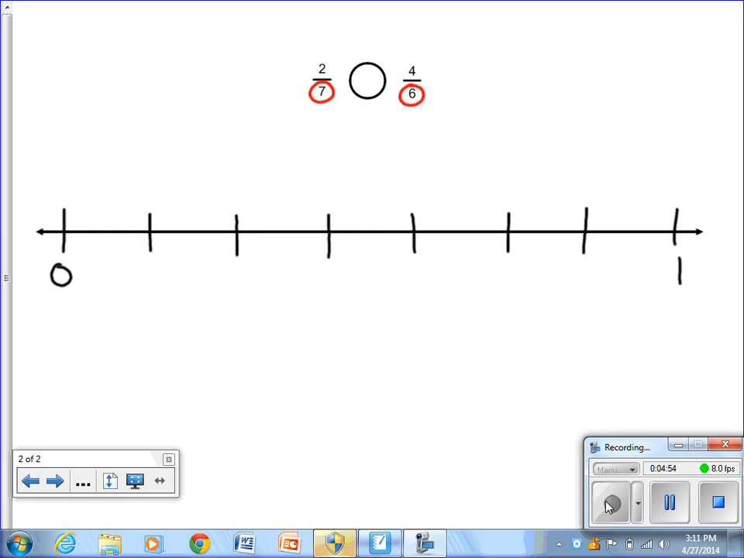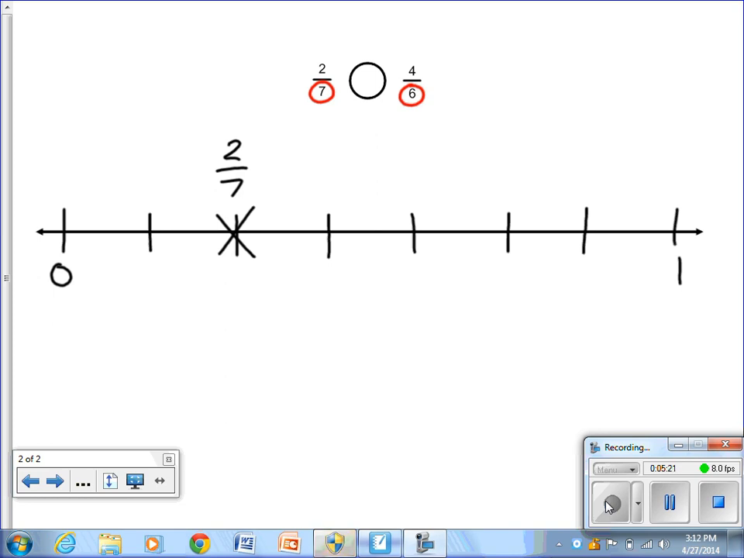Now, still using my pencil, 0 would now be 0/7. And if I go from there, this would be 1/7, and this would be 2/7. So I'm going to mark that space on my number line with my pencil. Okay, now I'm going to go back and erase these fractions. You can leave your tick marks there if it doesn't bother you.